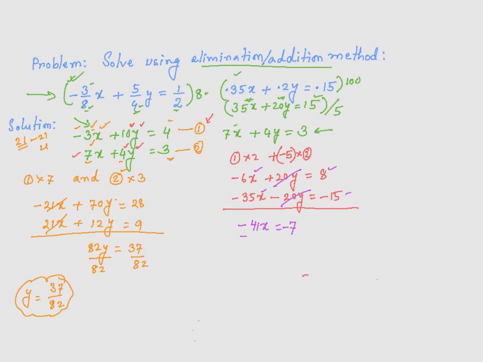Now I divide both sides by negative 41. Negative 41 cancels on the left. That gives me x is equal to negative, and the negatives cancel, 7 over 41. So this is my other value. So what I found in essence is x comma y, which is 7 over 41 comma 37 over 82. And let's sketch it.